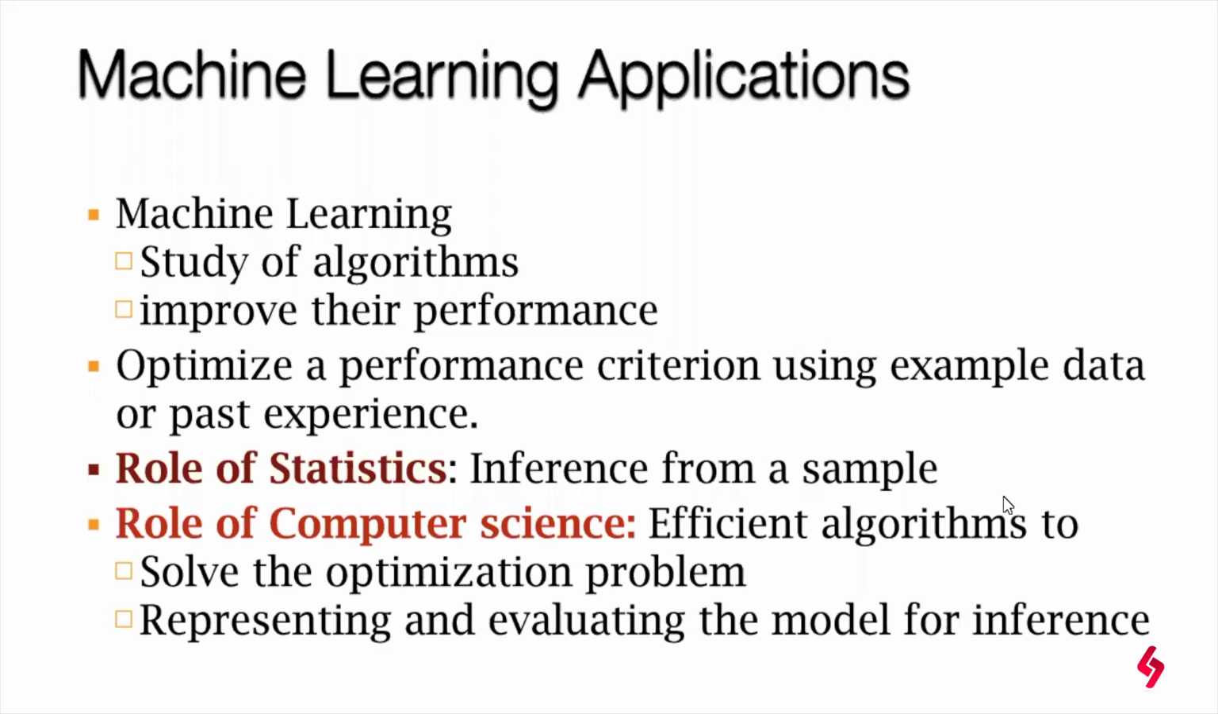Statistics helps you prove the assumptions you made on top of the sample data. Of course, that is inferential statistics, not descriptive statistics. And the role of computer science is efficient algorithms to solve the optimization problem, and representing and evaluating the model for inference. So we'll get to know how we can optimize the model, what different techniques we use to optimize it, what different ways we can evaluate it, and how we deal with supervised learning and unsupervised learning, which we are going to discuss.